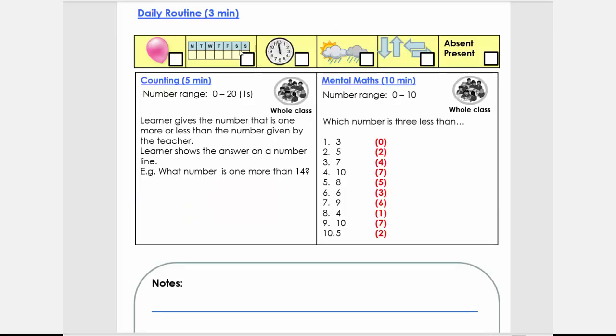Then we're going to start with the daily routine. So the daily routine, you're going to pause and you're going to ask these questions.